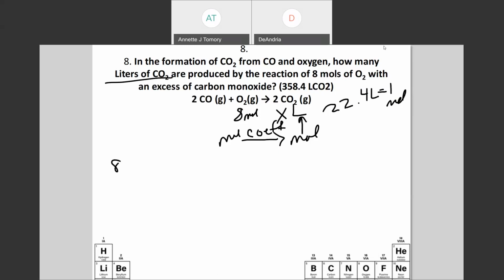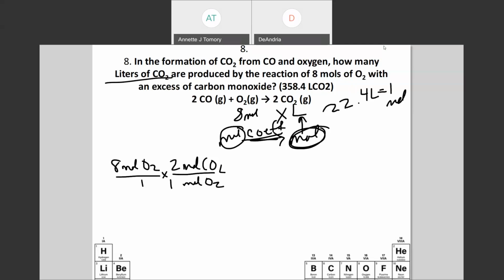8 moles of O2 goes over 1. We have moles of O2 on the top. What am I going to put on the bottom, the next one? Moles of O2. Now I'm going to go up and I'm going to look at my plan. I am right here. I'm trying to get to right here. What do I use to do that? The coefficient. So what's the coefficient of O2? 1. All right, and I'm trying to get to the CO2. So what's the coefficient of CO2? 2. Very good.